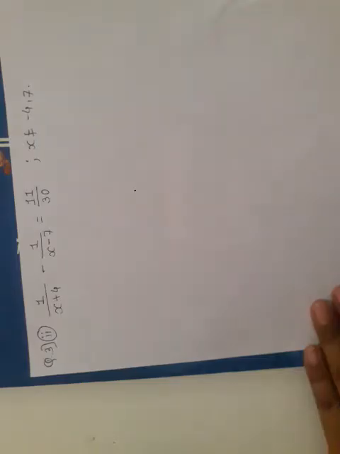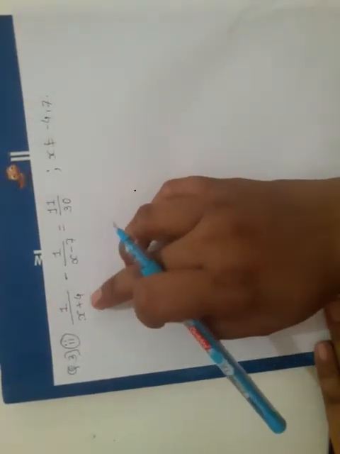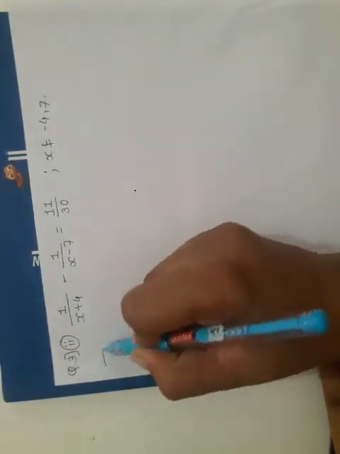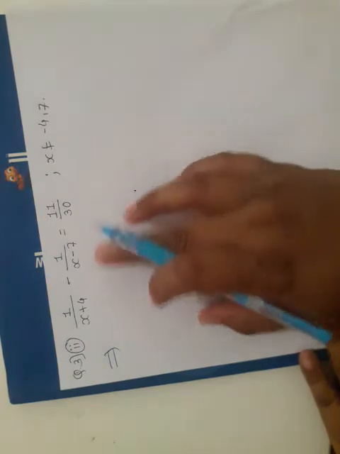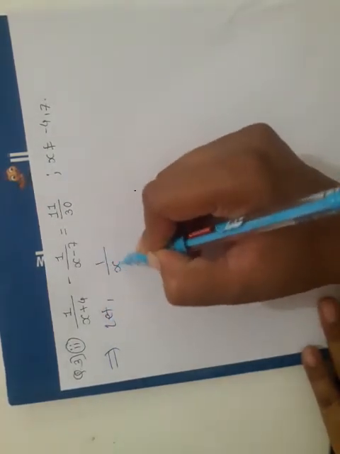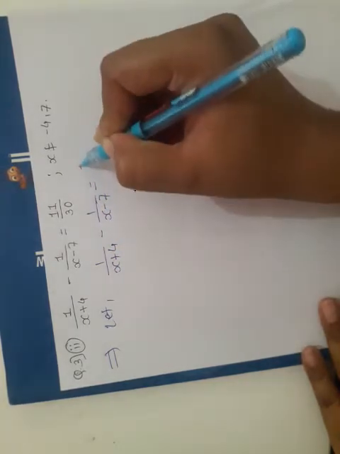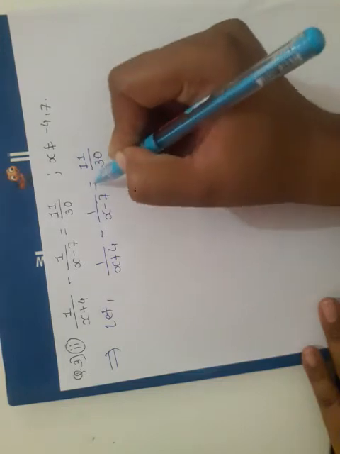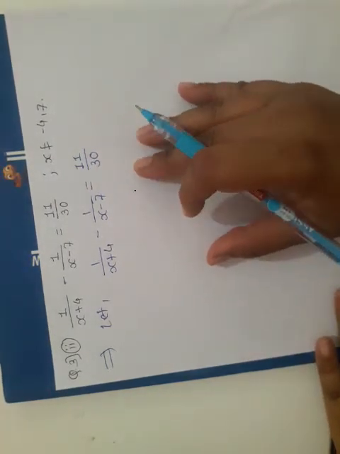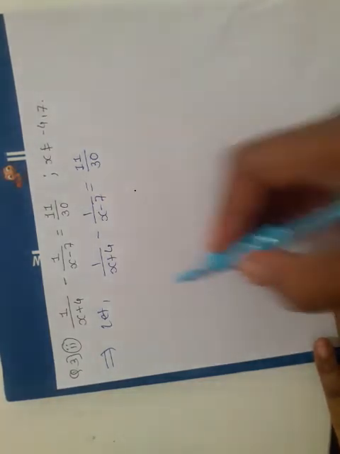Now take the next example of question number 3, second example: 1 upon x plus 4 minus 1 upon x minus 7 is equal to 11 upon 30. In this example again we have to write the given equation. Again we have to find two values of x here, but a quadratic equation is not given to us, so convert this equation into a quadratic equation.